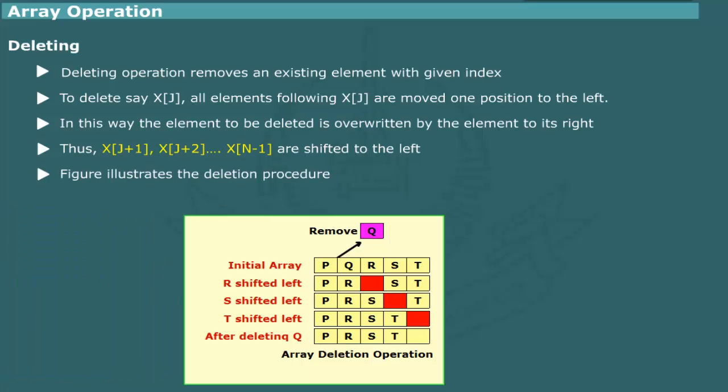Let us consider the process of deletion of an array element. The array shown initially contains letters P, Q, R, S, and T. In order to delete Q, the elements R, S, and T that follow Q are shifted one position to the left. Notice that the deletion of Q does not release any memory space occupied by the array. The elements R, S, and T are simply reorganized.